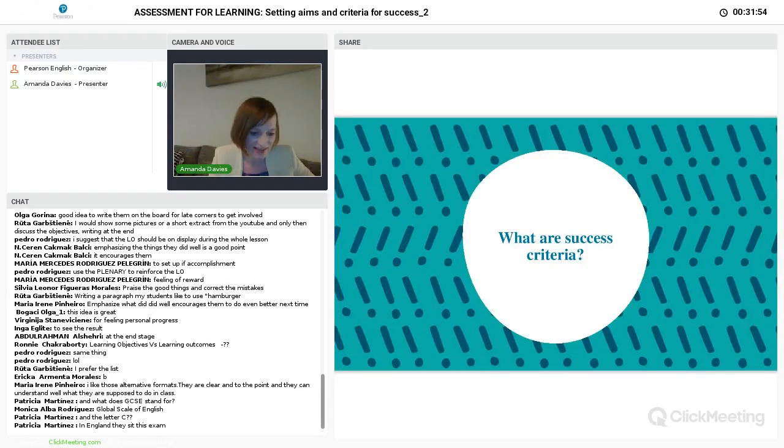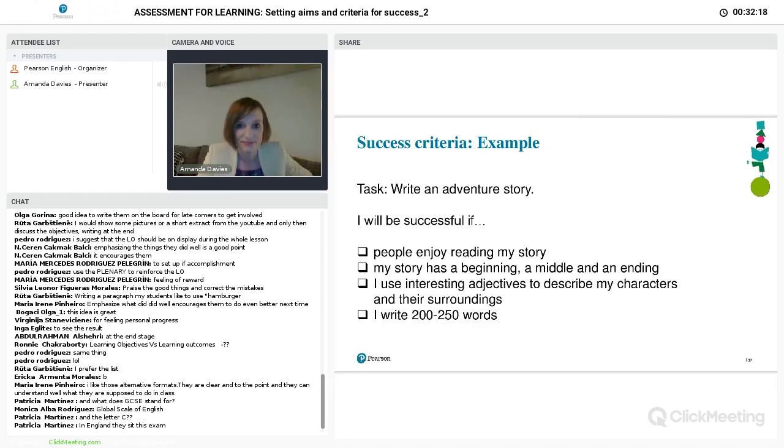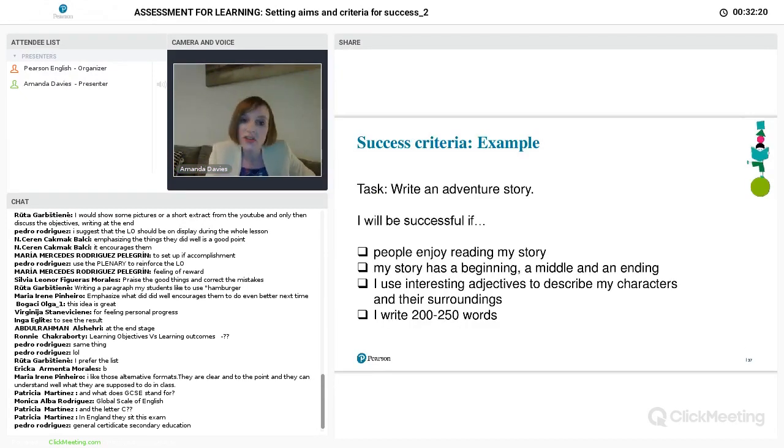Okay, moving on then to success criteria. If learning objectives are the what students are going to do, then success criteria are the how. Learning objectives focus on the whole lesson. Success criteria focus on a particular task. You don't have to use them for every task. You need to decide when to use them, but they work particularly well for writing and speaking tasks.